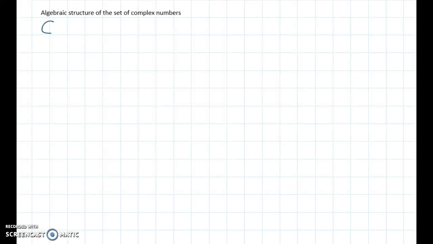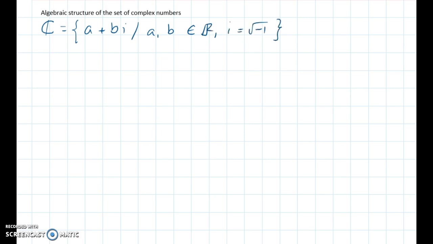We define the set of complex numbers as the set of numbers a plus bi, where a and b are real numbers and i is the square root of -1. We usually denote complex numbers with the letter z, so z is a plus bi. And also a little bit of notation: when we want to take the real part of z, that's the number a, so we write Re(z) is a, and then the imaginary part of our complex number z is b.